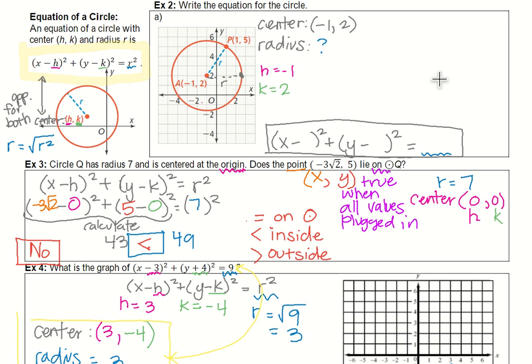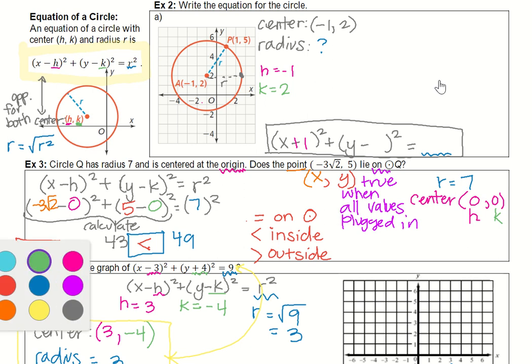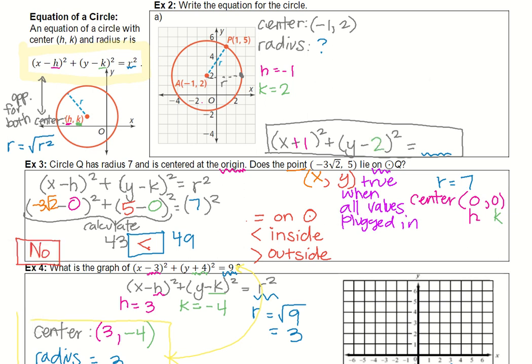And so here, since h is -1, I would plug in the -1 here, so that would turn into +1. And k is 2, so I would plug in a 2, so it's y minus 2 squared. Okay, so I know the left-hand side of my equation of my circle. What I don't know is the radius. So to find the radius, what I can do is exactly what we did on the left-hand side of example 3, because that's equivalent to r squared.